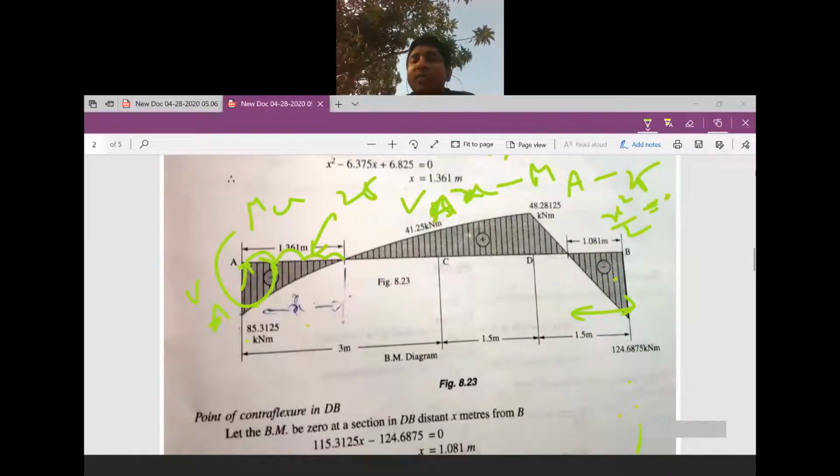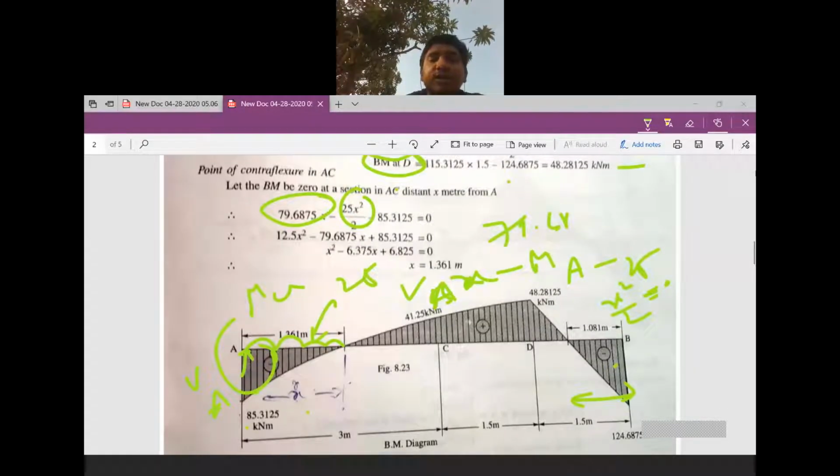When we simplify this, it is the same equation written here. VA value is 79.687 into X minus UDL 25 into X square by 2 minus MA value 85.3125. Simplifying this, the X value comes to 1.361 meters.